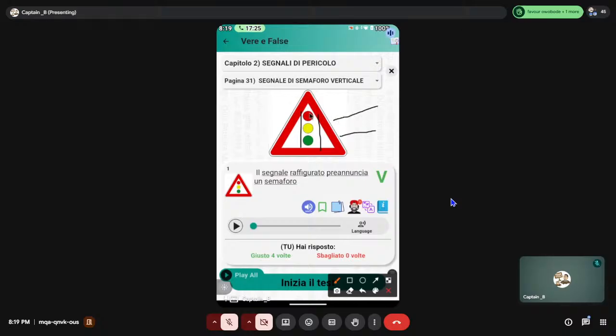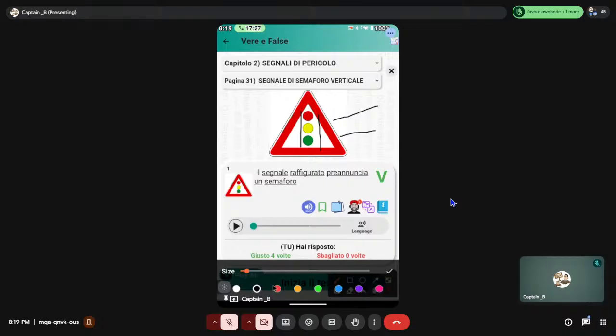Okay. So the red one will be here. The yellow one will be in the middle. The green one will be down. This is called horizontale. Horizontal.